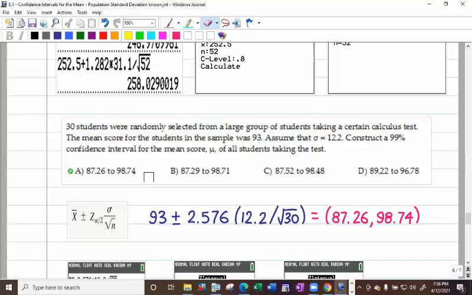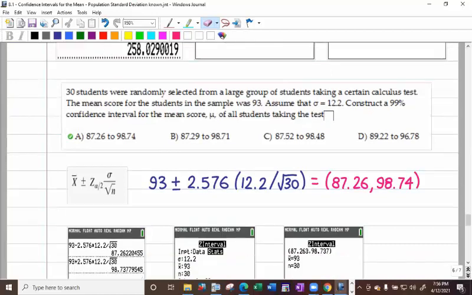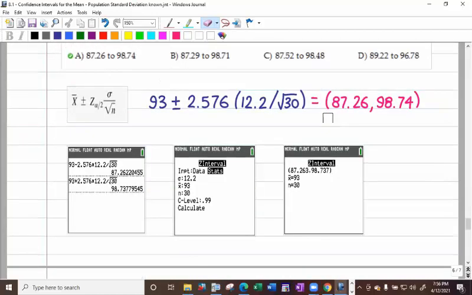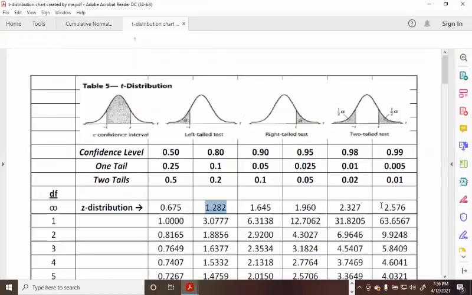I'm just saying in my MyMathLab problem, the first question might ask for the upper value, so you would actually put 98.74 first. Okay, that's pretty straightforward here. 99%, that's a new one. That's right there, 2.576.